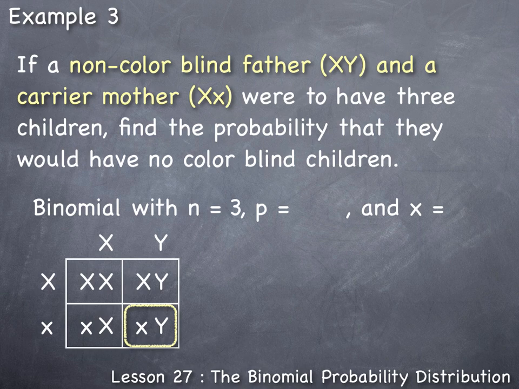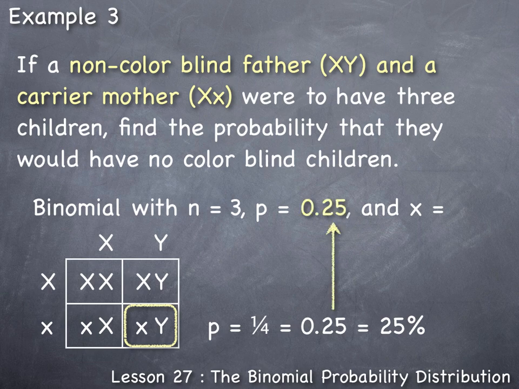So P, the probability that this couple has a colorblind child every time they have a child, would equal 1 chance out of 4, which is 0.25 decimal or 25%. So being that the calculator is a decimal machine, we'll prefer to enter in the value as the decimal 0.25.